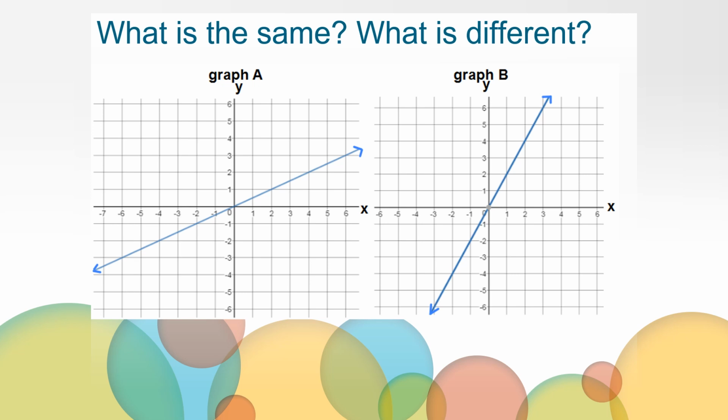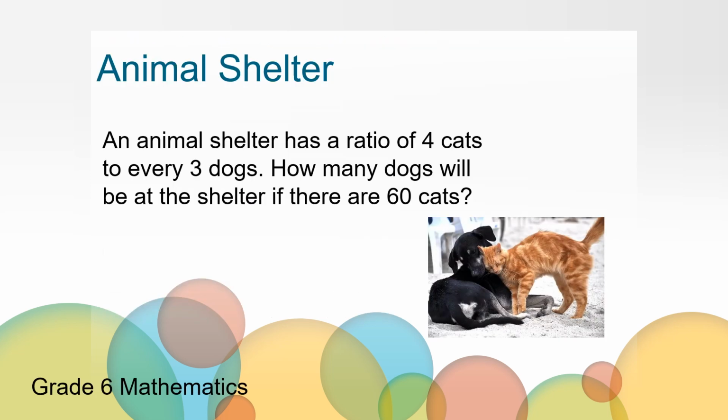Now let's take a look at a real-life scenario. Read the problem on the screen as I read it aloud. An animal shelter has a ratio of 4 cats to 3 dogs. How many dogs will be at the shelter if there are 60 cats? We're going to explore some of the different ways that 6th graders solved this problem. Remember, math is all about patterns and relationships. See if you notice any patterns and relationships as we move forward.